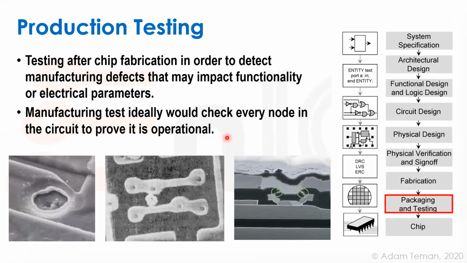Okay. In production testing, that means that we made a chip, we fabricated it. Now we have to detect all kinds of defects, like you can see here in these pictures, that may impact the functionality or electrical parameters. Ideally, we want to check every single node and every single type of failure, which we discussed. We usually can't do that, but we do something as close as possible. So here, we have our whole abstraction of the design: system specification, circuit design, physical design, verification, then we send the tape out. When we get it back, we're going to do the testing and the packaging, and then we're going to sell our chip. So that's where we stand in the whole flow of things.